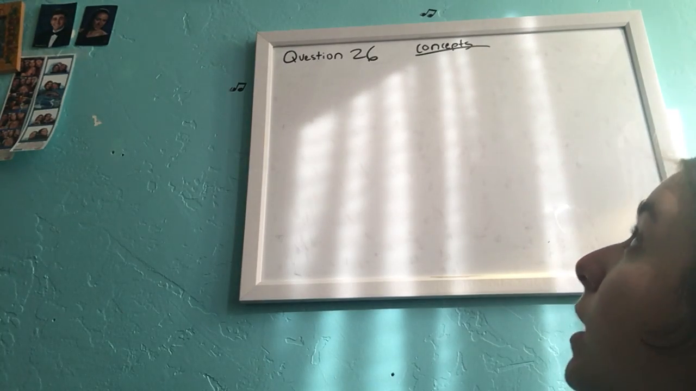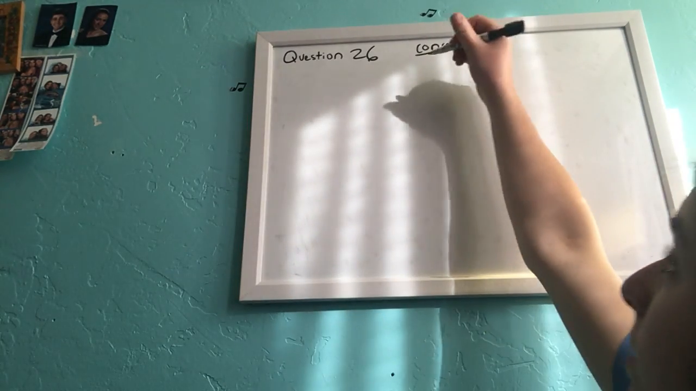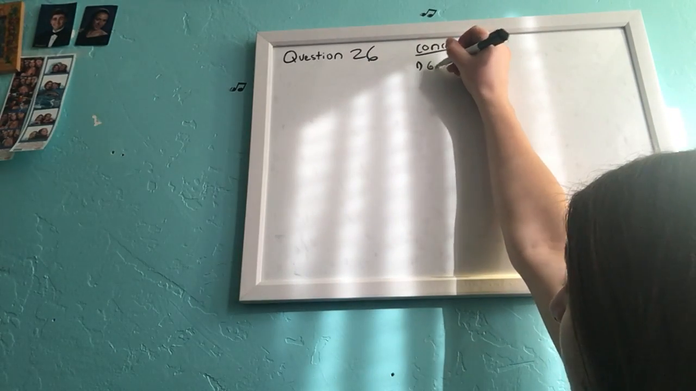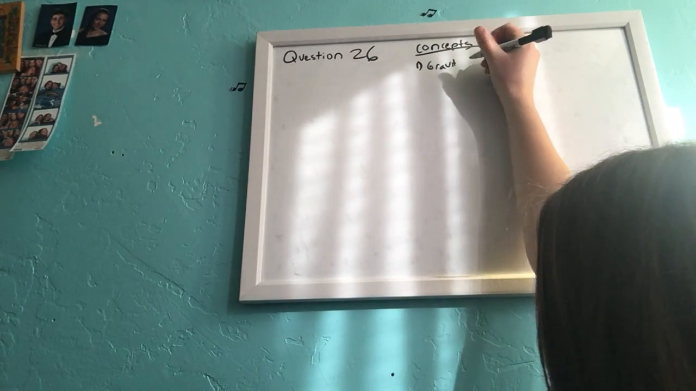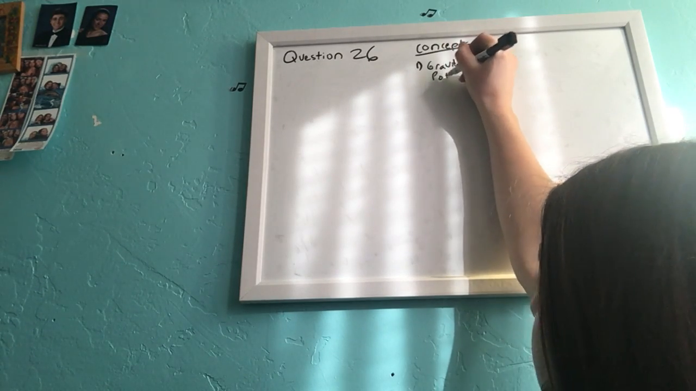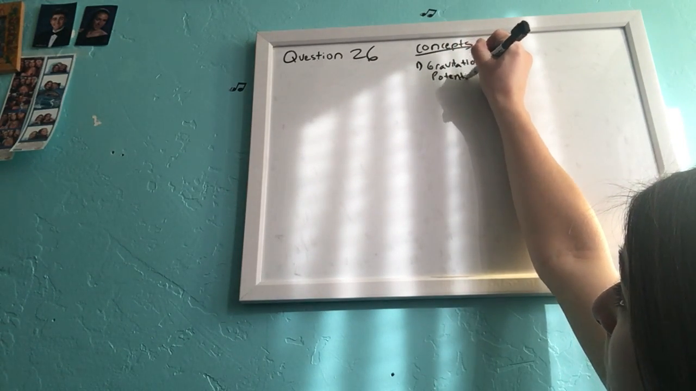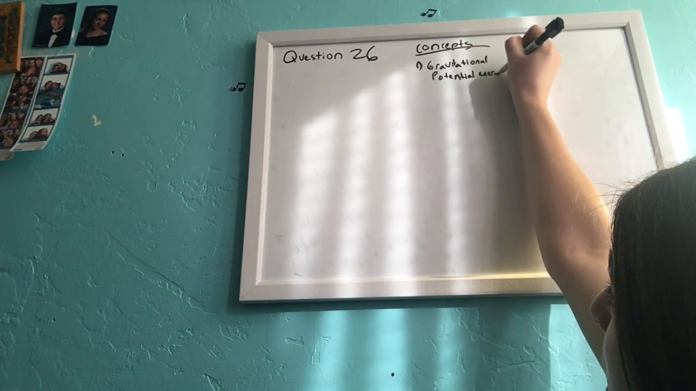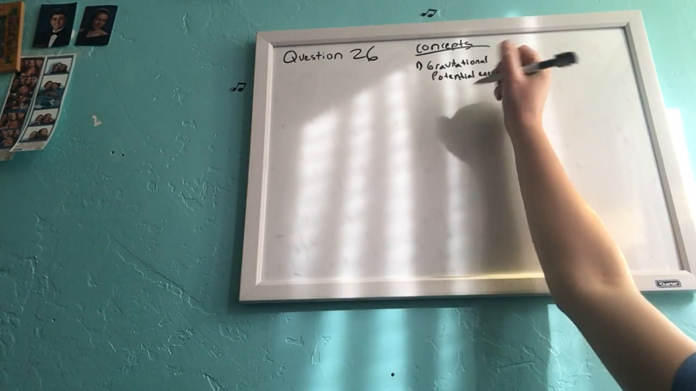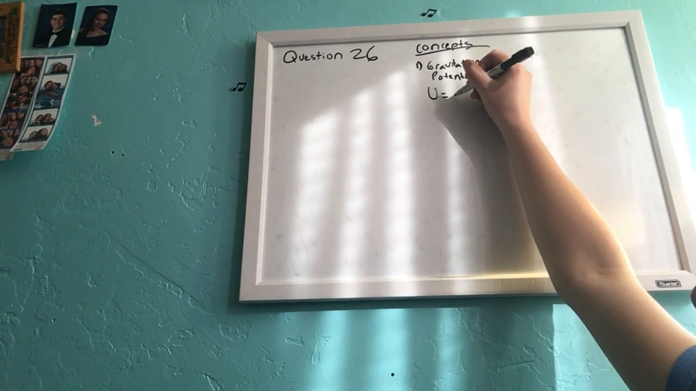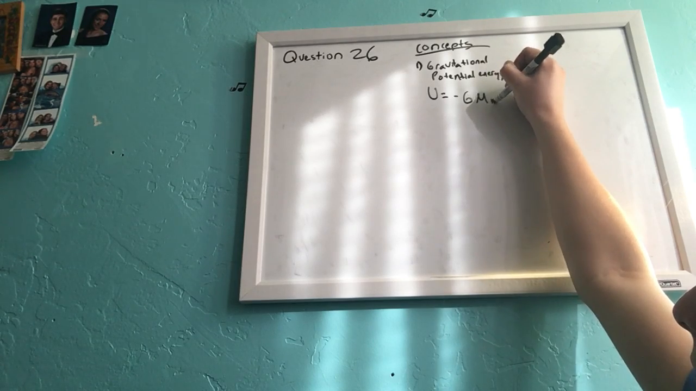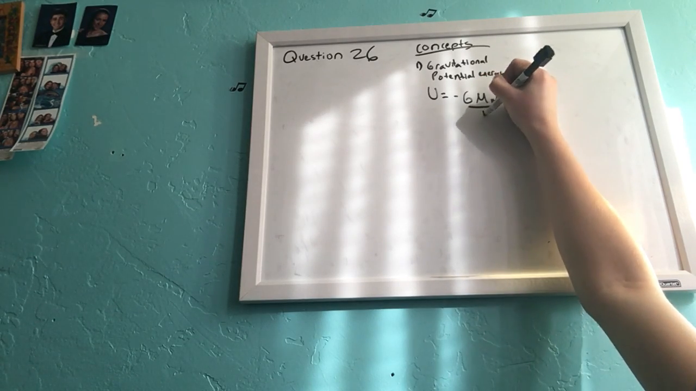Okay, so now I'm going over question 26. So the important concept in question 26 is gravitational potential energy. So basically, first I'm going to write down the equation. U is equal to negative G M over R.